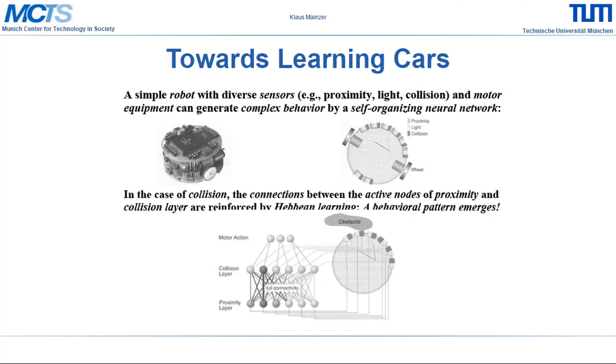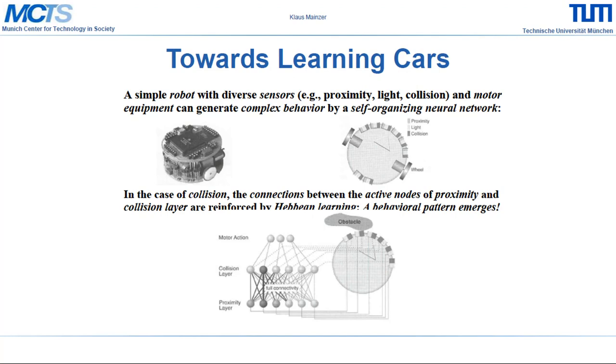It illustrates the procedure of self-learning neural networks. There is a scheme of this simple toy vehicle. It is equipped with sensors, and the sensors are connected with a multi-layered neural network. The concept should illustrate that the system can be trained to avoid collisions with external obstacles. That means to avoid accidents.